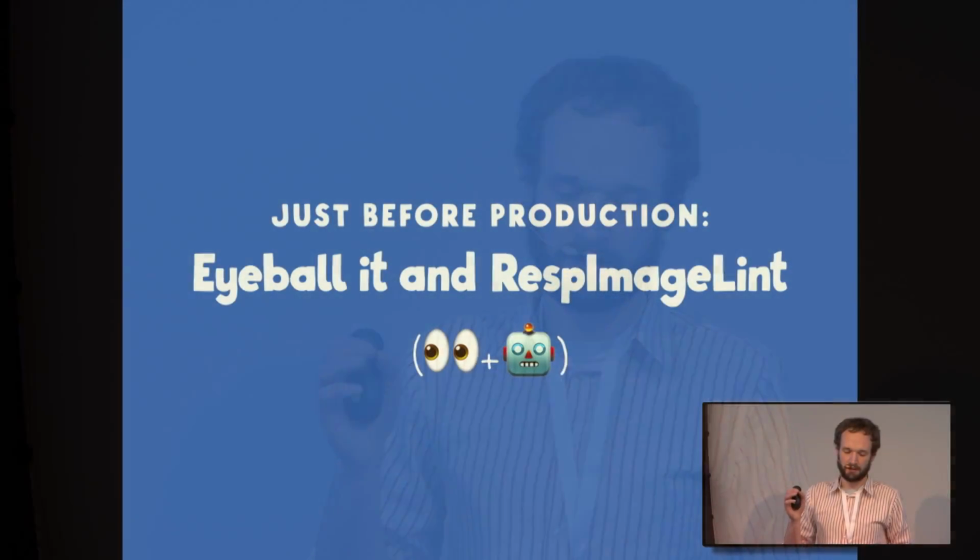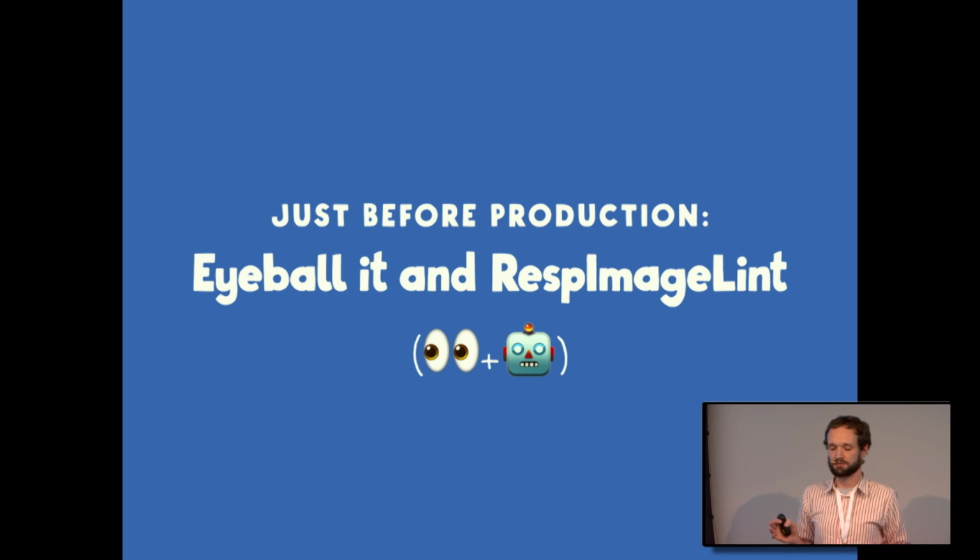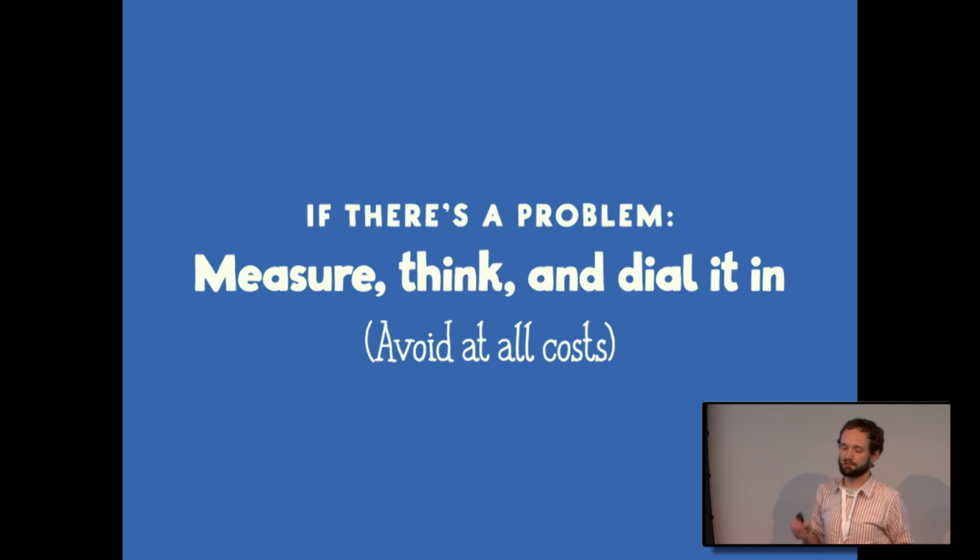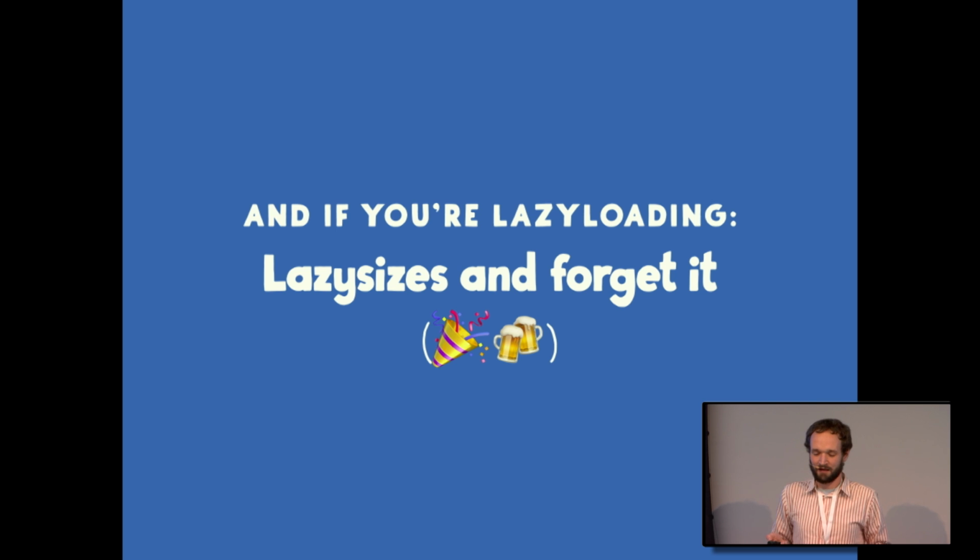Just before production, you can just eyeball it, like I showed you with those other sites, and run RespImageLint on it to see if there's actually a mistake that you need to care about. If there is, and only if there is, it's time to take some more measurements and think hard about all of the things that are affecting the layout width of your image and try to write a sizes value that captures that dynamic width more accurately. Again, don't do this, if at all possible. It'll just cost you a lot of time now and maintainability down the road. Lastly, of course, if you're OK with lazy loading, just use lazysizes and call it a day.